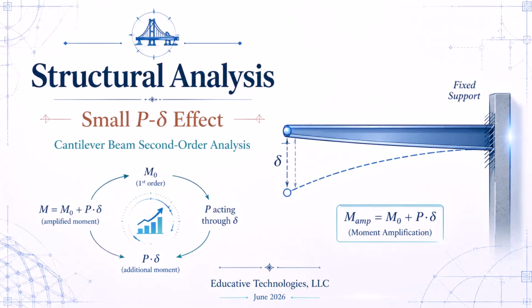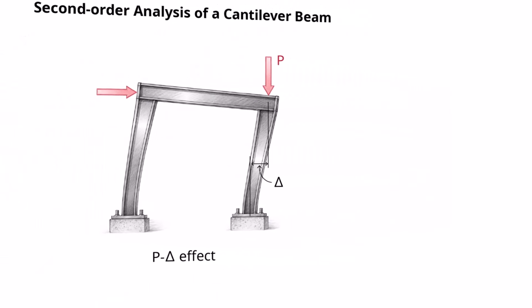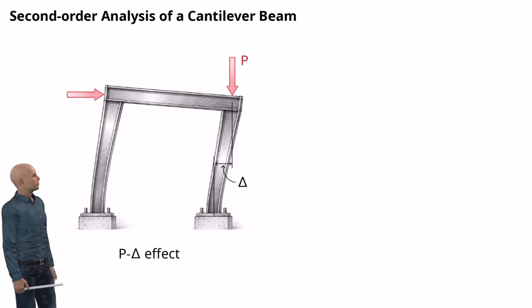In our previous lecture, we introduced the P-delta effect. We used a portal frame as an example. The frame was subjected to gravity and horizontal loads. The horizontal load caused the frame to sidesway. Once the frame moved sideways, the gravity load no longer acted through the original geometry. It acted through the displaced shape of the frame.